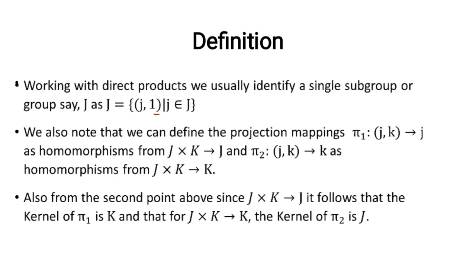The next thing you also need to know is that, from the second point, since kj is mapped to j, it follows that the kernel of pi 1 is k. You note that because I was pointing out the fact that k is taken to the identity, so that's why the kernel is k. And for pi 2, the kernel definitely is j, because in this case j is taken to the identity. So that's just what I've been explaining all this while. Okay, so let's move forward.